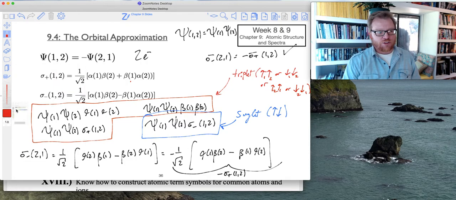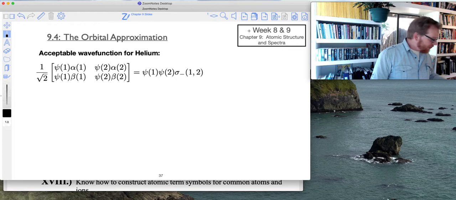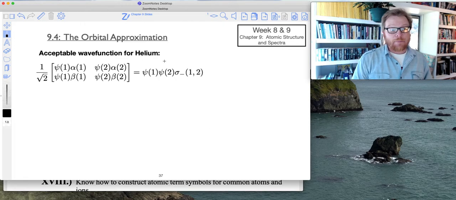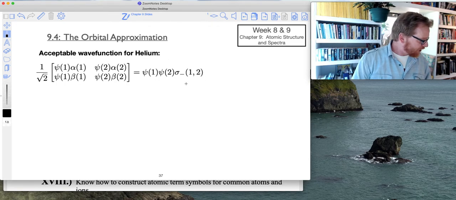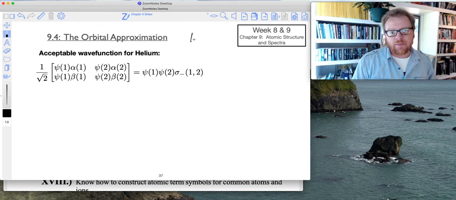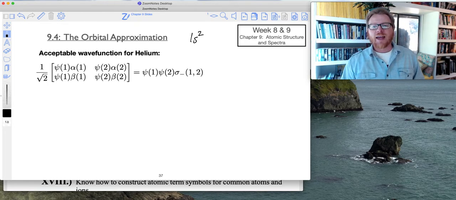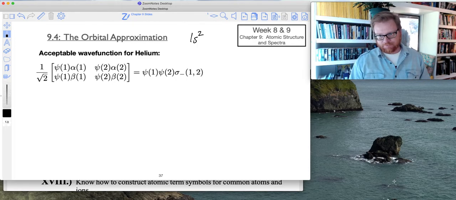Or the singlet state, which describes an electron pair. Okay, so moving on. So we recognize that what this means now, of course, for helium, there's only going to be one acceptable wave function in this fashion, because we remember that helium is 1s2. And because Pauli tells us no more than 2 electrons may occupy the same orbital, and if they do, their spins must be paired.